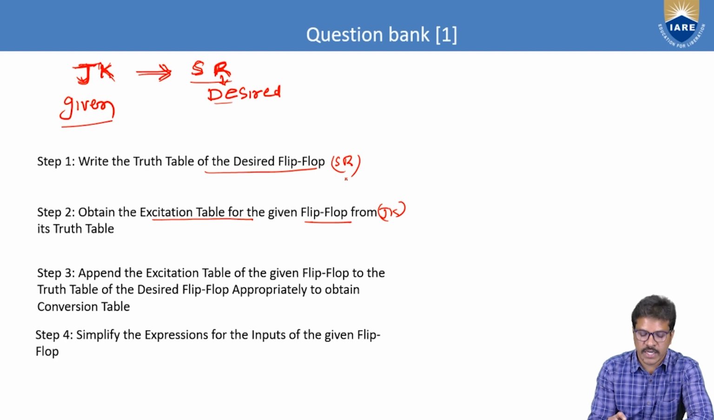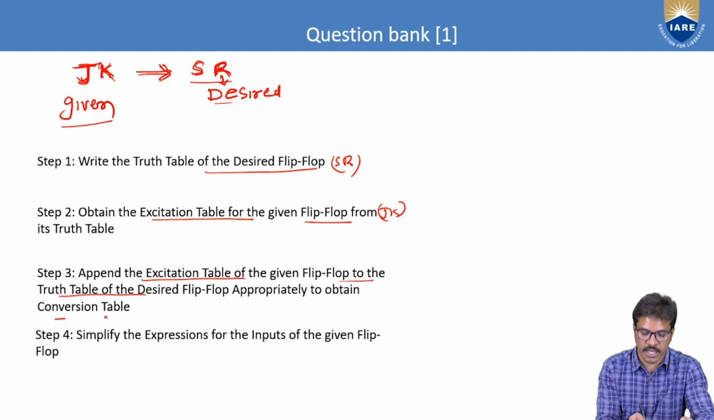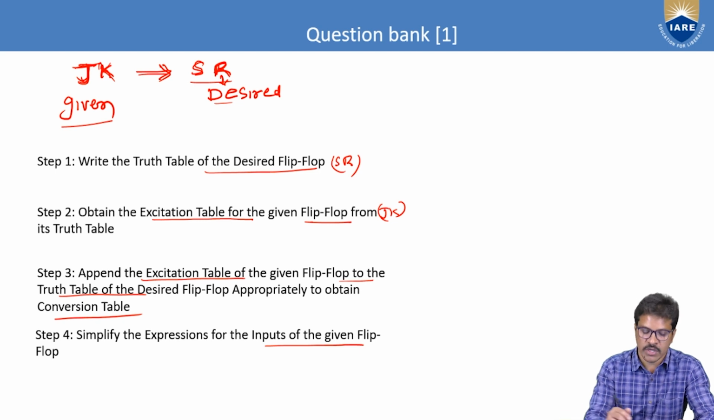Then once you get the truth table of the desired flip-flop and the excitation table for the given flip-flop, append the excitation table of the given flip-flop to the truth table of the desired flip-flop appropriately to obtain the conversion table. From that conversion table, simplify the expression for the input of the given flip-flop. What inputs must be given to J and K so that it will be converted to SR flip-flop? Let us see that. First step, truth table of the SR flip-flop.